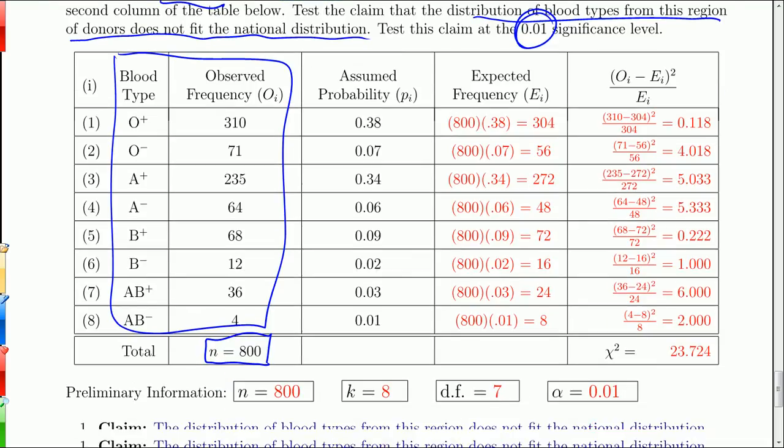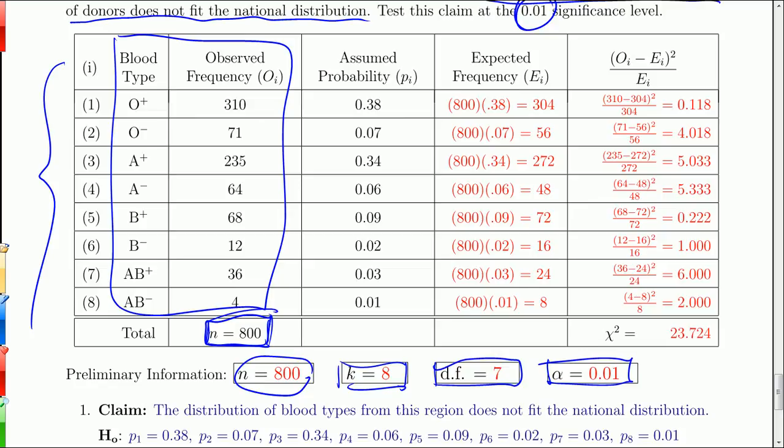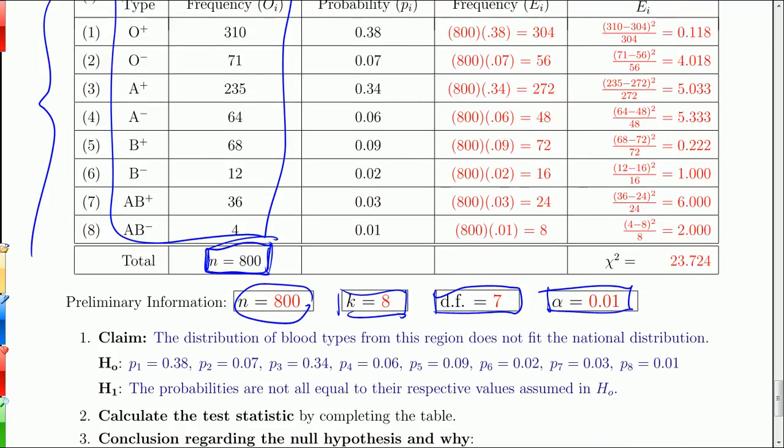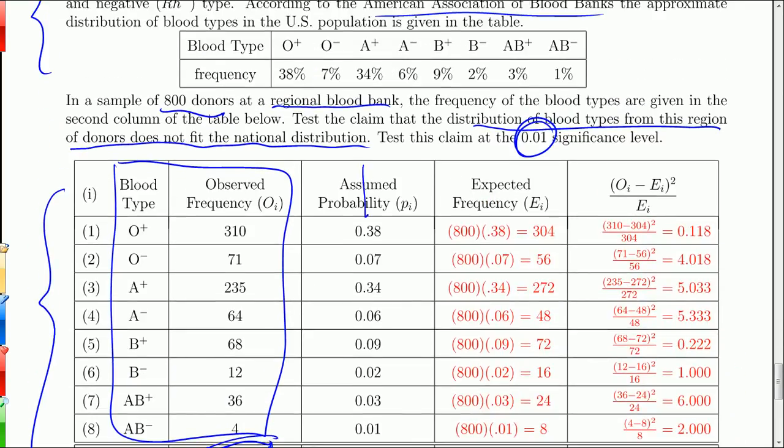Okay, so our preliminary information: n equals 800, that comes from the total of the observed frequencies. K is 8, that's the number of different possible outcomes. Degrees of freedom is K minus 1. Significance level is 0.01. So basically, the claim here is that the distribution of blood types does not fit the national distribution. But the null hypothesis always has one of 2 forms. It's that the probabilities are all equal, or that the probabilities are given some prescribed values. And that's what this is saying here. The prescribed values come from the national distribution.